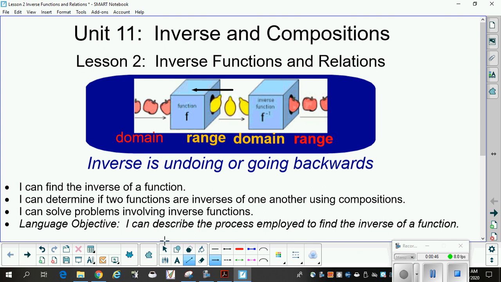By the end of this lesson, you will be able to find the inverses of a function mathematically. You'll be able to determine if two functions are inverses of one another using compositions, which was our last lesson, and you'll be able to solve problems involving inverse functions. The language objective is that you will be able to describe the process employed to find the inverse function.